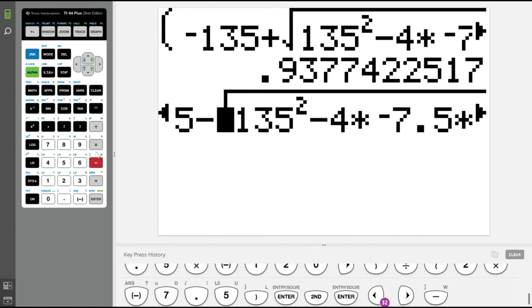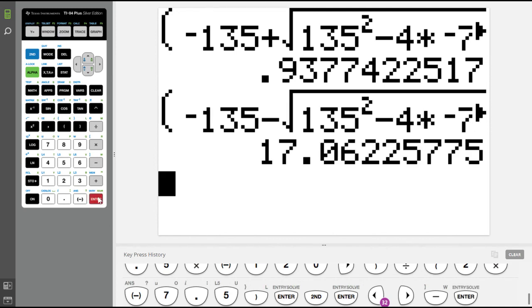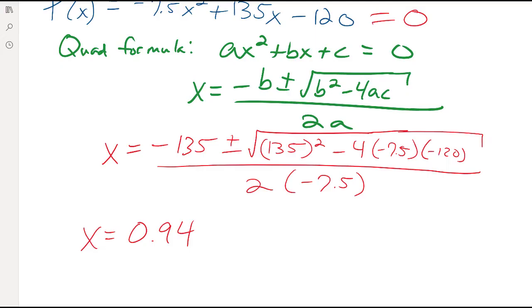Let me say this, y'all. Subtracting is different than negatives in your calculator. Anytime you're dealing with the negative, make sure you're using the button at the bottom. When you want to subtract something, that's when you use the button to the far right. Okay, let's calculate that. Let's hit enter. And the other one, we get 17.06.